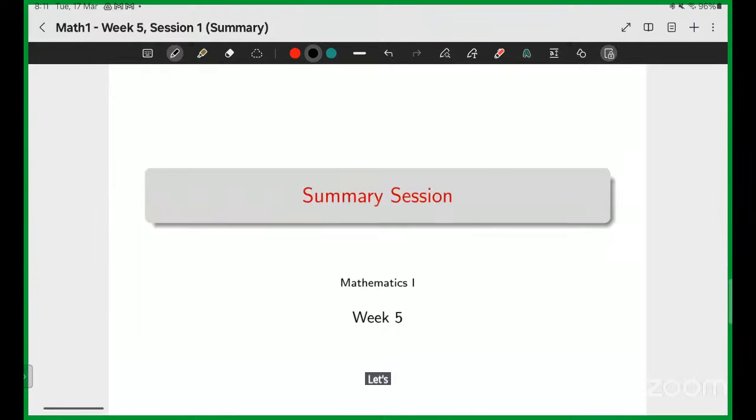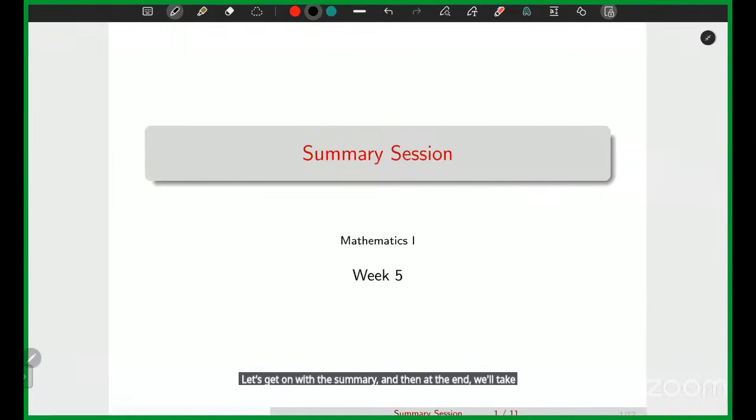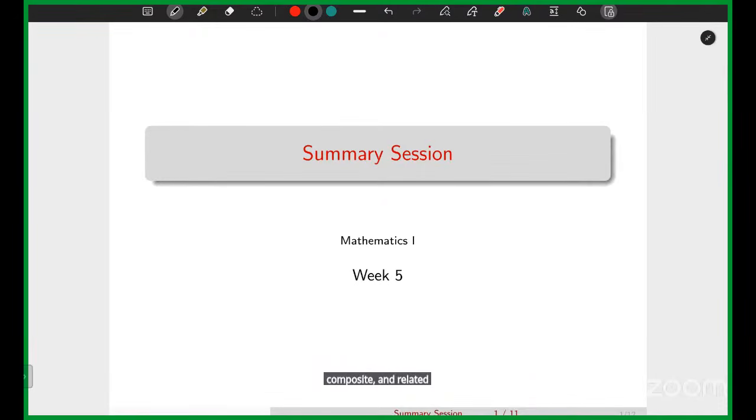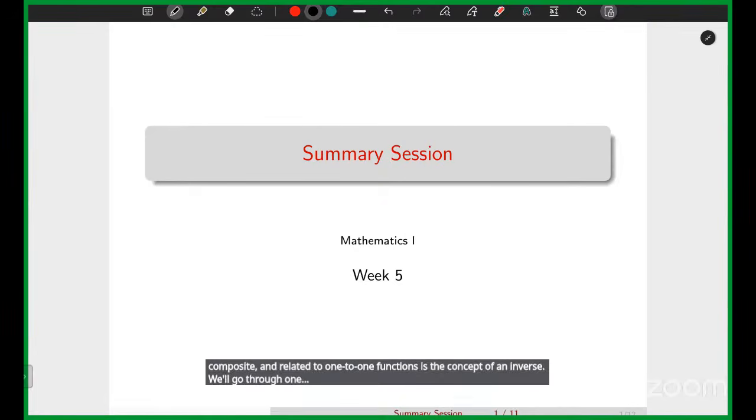Let's get on with the summary, and then at the end we'll take up doubts from the quiz as well, in addition to doubts from week 5. So in week 5 the two main concepts are one-to-one functions as well as composite, and related to one-to-one functions is the concept of an inverse. We'll go through all of them one by one.